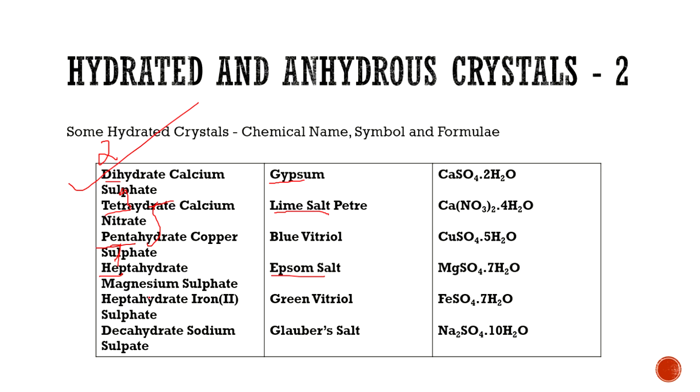Next is heptahydrate, hepta again means 7. Iron 2 sulfate, sorry, FeSO4·7H2O. It is known as green vitriol. Next is decahydrate, where deca means 10. It is known as Glauber salt and its formula is Na2SO4·10H2O. Study this table very well.